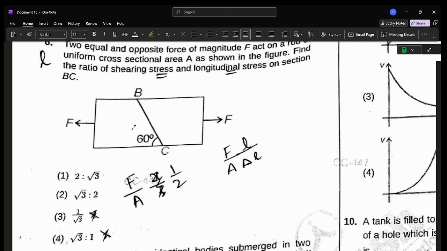But the most hidden thing, which I think even you should know, is that the area also changes. The inclined area becomes larger than the normal cross-sectional area. So if the normal area is A, the inclined area for this inclination becomes A by sine theta. Therefore, if somebody asks you tangential stress, you'll always write it as F by A sine square theta. I think that's how they've got it.